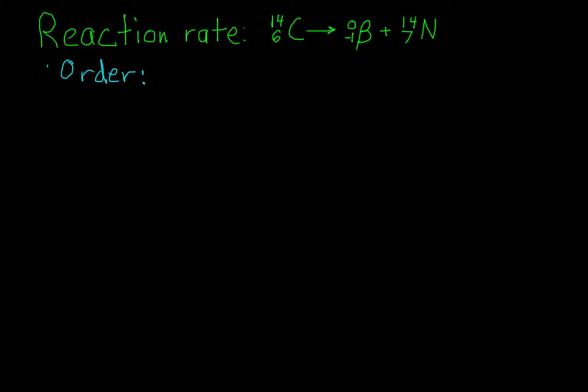This is a nuclear decay reaction, and all nuclear decay is first order. This means that the rate is directly proportional to the number of carbon-14 atoms. It also means that we are going to have two different rate laws that apply to this. So we have the differential rate law.